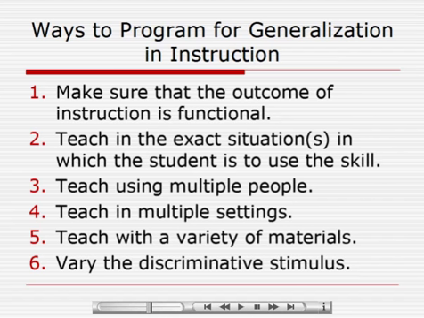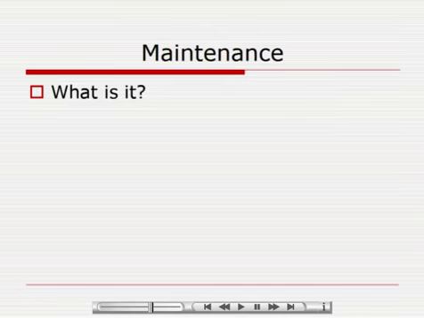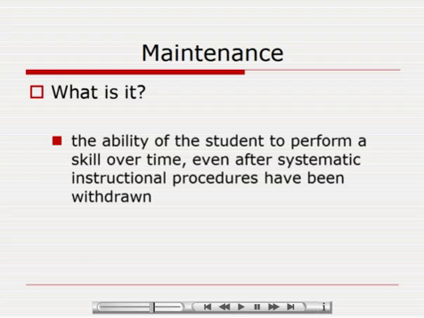And number 6 is vary the discriminative stimulus, which again, for an example of that, if we were doing color recognition, you might start with some very controlled presentations of color cards, but obviously you'd move to different objects in the environment, multiple objects in the environment, so that the discriminative stimulus was varied.